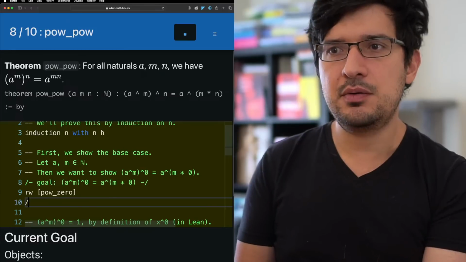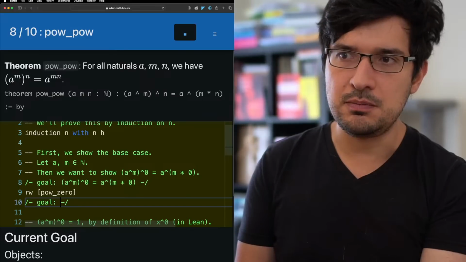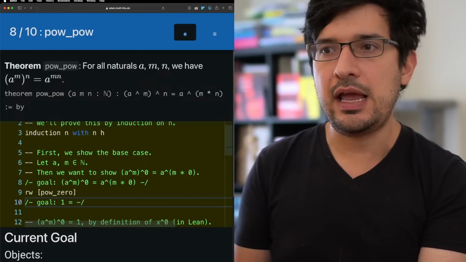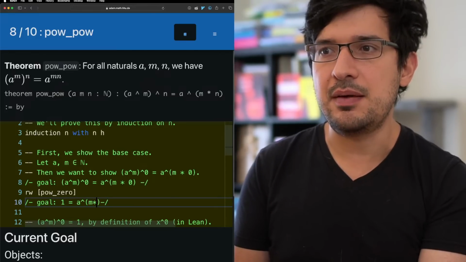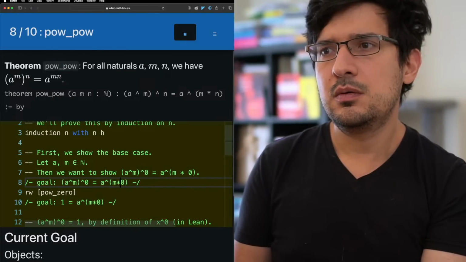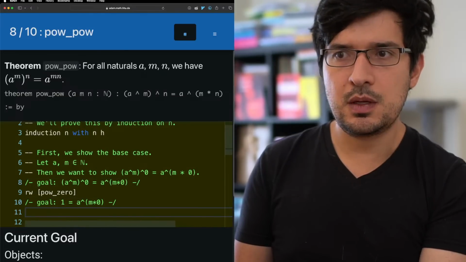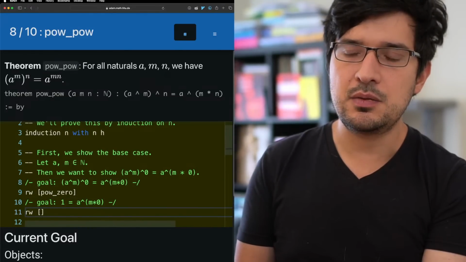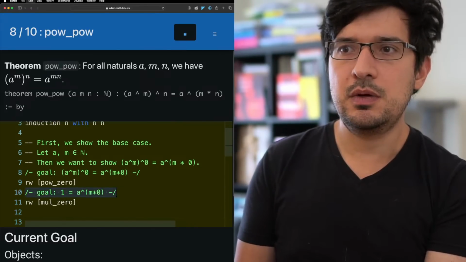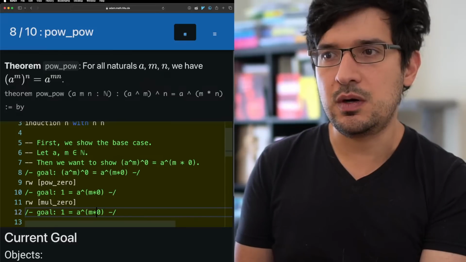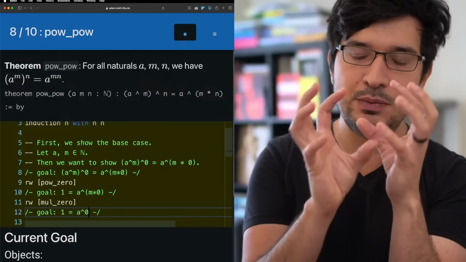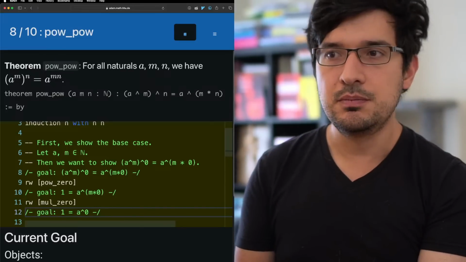After rewriting pow 0, our goal has transformed to anything raised to the 0 is 1, and 1 equals a raised to the m times 0, right? Now we can rewrite the right-hand side with multiplication by 0, and our goal has now transformed to anything multiplied by 0 is 0. So we rewrote that little term.